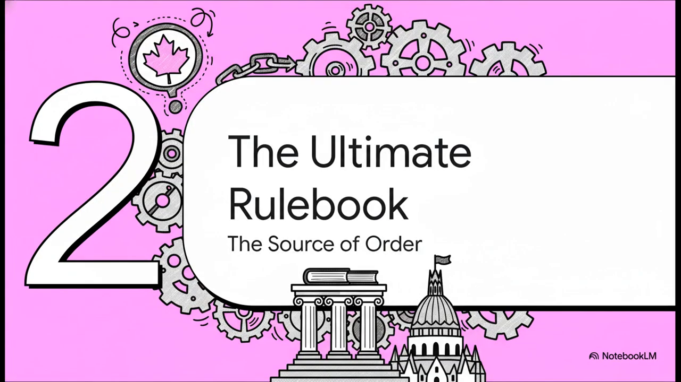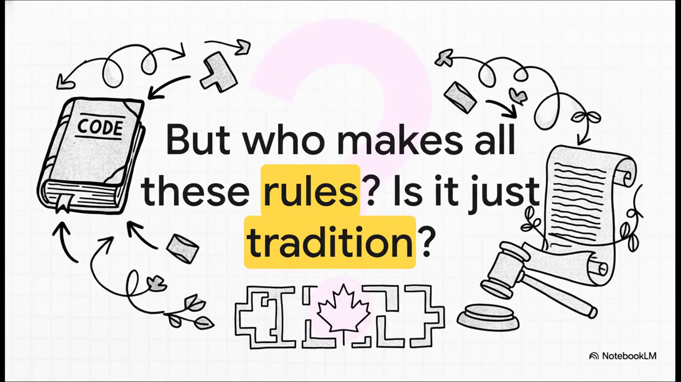Okay, so now we get the what, the basic structure of the citation. But that kind of leads to the next big question, right? Why this structure? Who made this up? Who decided this is how it has to be written? I mean, is this just something lawyers have been doing forever, out of habit? Or is there an actual official rule book somewhere that lays all this out?